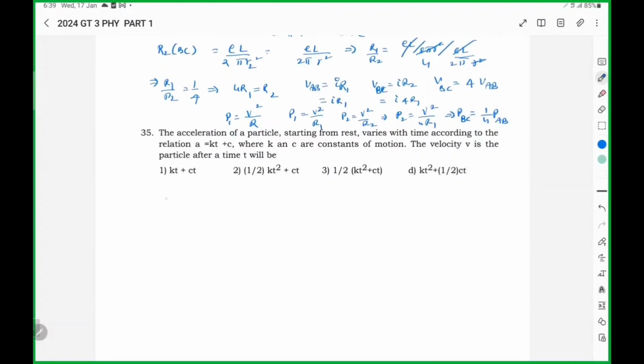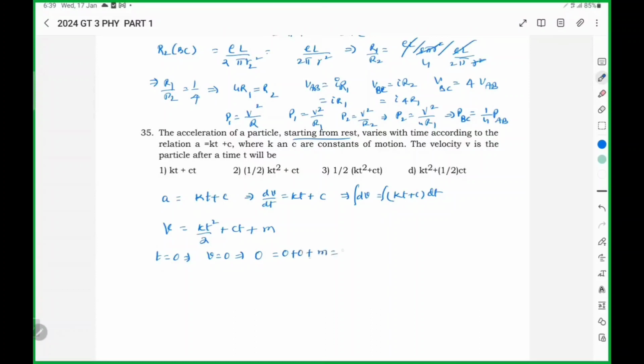Second one, this 35th one, acceleration is given. Since acceleration varies, velocity will be calculated with the help of integration. Integral V is equal to, starting from rest, at t is 0, velocity is 0, which implies velocity is k t square plus 50. So the second option is correct.